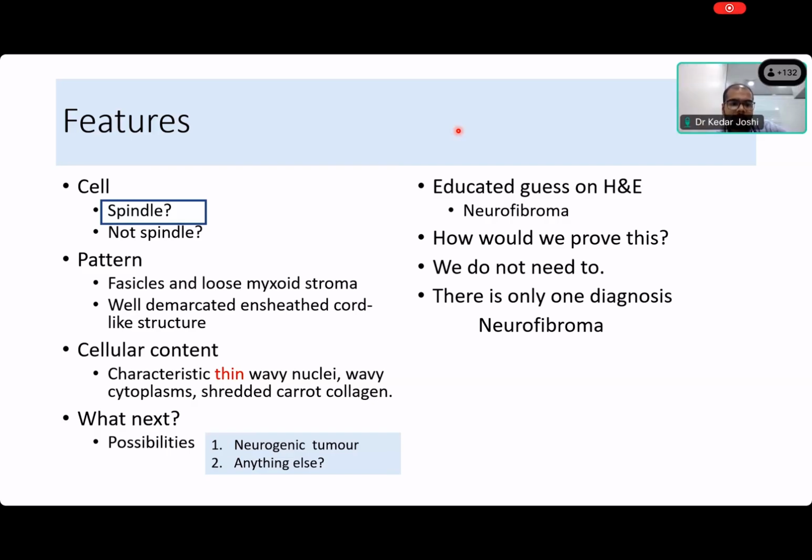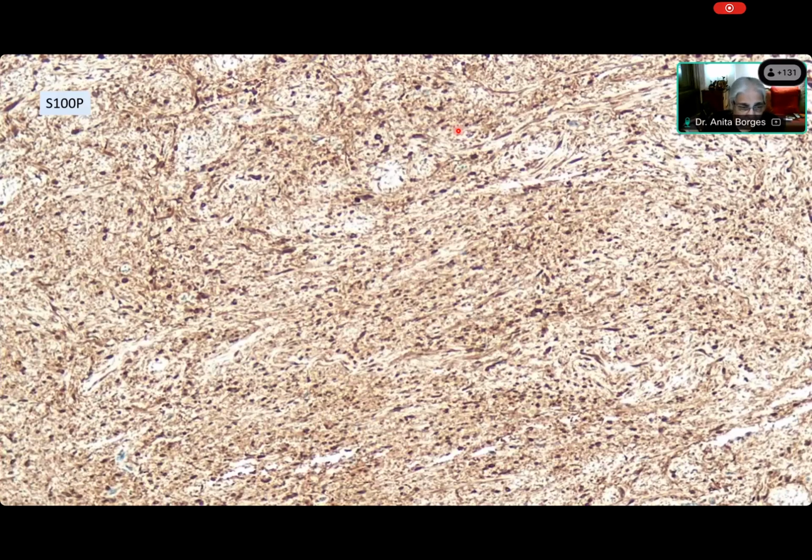Because of the characteristic spindle cells we see in this particular case. Absolutely, and you've got the myxoid stroma and the wavy bundles and the shredded collagen. You don't need any other evidence that this is a neurofibroma. All right, and if anybody wants to know whether this is S100 protein positive, it is, and it is also expressing SOX10 in the nuclei.